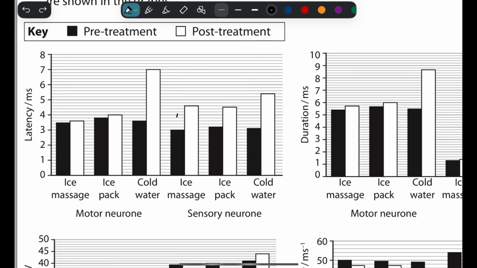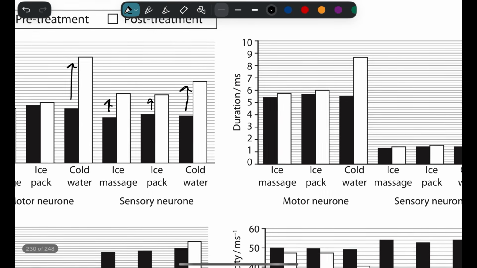In the sensory neuron, you can see all of them have quite a decent increase, most in the cold water, I might mention that, but all of them have an increase. So we're saying that latency is going to be longer, so it's going to take longer to actually generate an action potential in all of them. That's good, because if it takes longer, then we get less cramp with cold water. Maybe not so much for ice pack and ice massage, but less cramp in the cold water for sure. And then less pain for all of them, but mostly in the cold water.